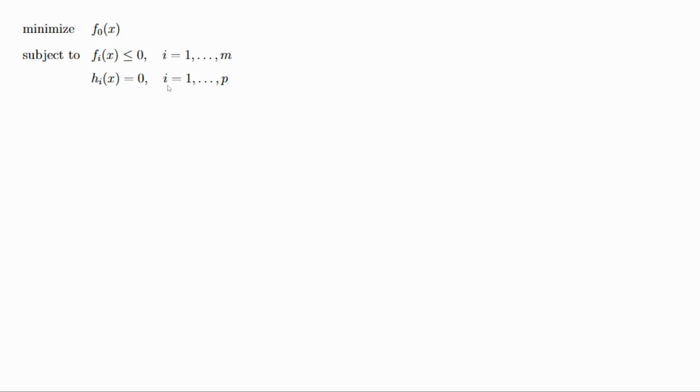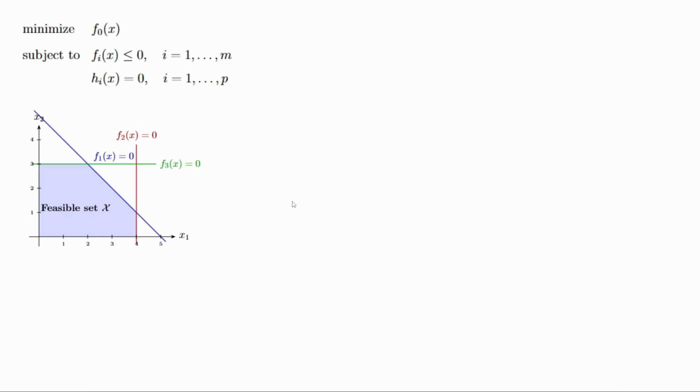Why is it the intersection? It's the intersection because all of these must be true for this to be a feasible solution. Okay, here's a diagram in two-dimensional space. That means that x has two components, x1 and x2. And then you have three inequality constraints here. f1 here, which is the blue line. You also have the red line, and you also have the green line. The solution must be less than these values here. So this defines the feasible set x.